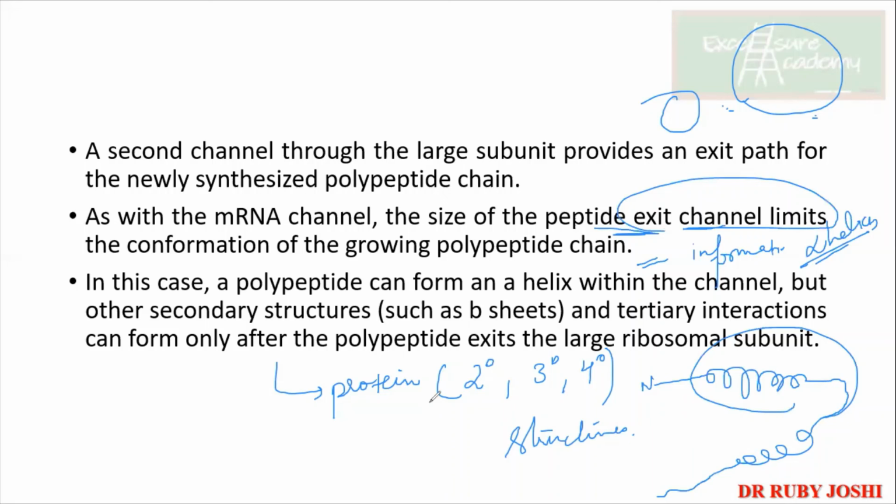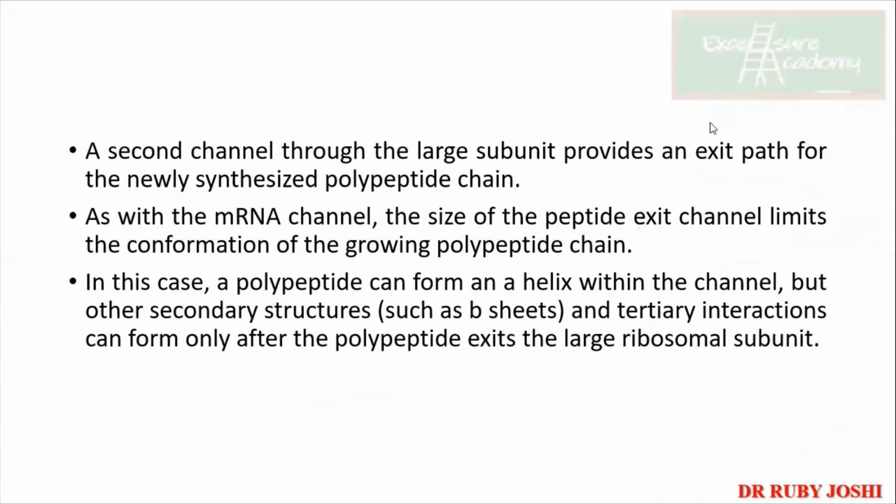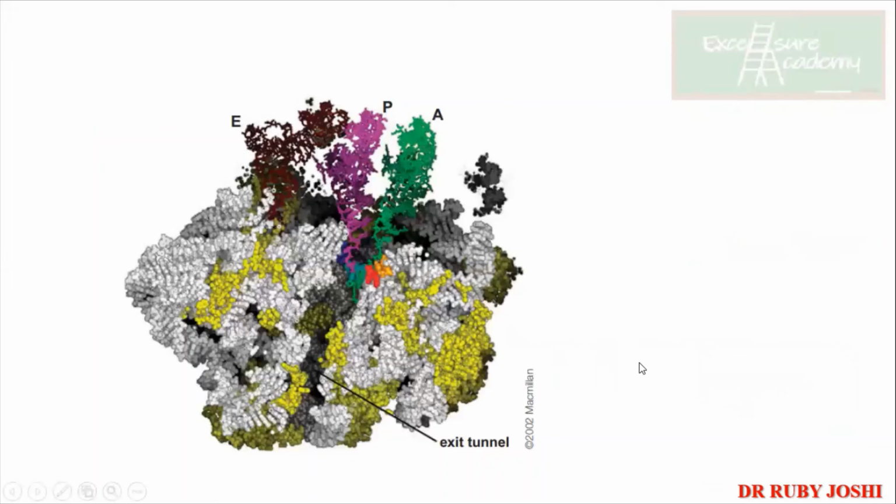ठीक है, whereas the other secondary structures like beta sheets हो गया, tertiary structures हो गए, ये सब आपका बाद में हो सकता है once it is released into the cytoplasm. Guys, is it clear? This slide is clear? Yes, so look at it over here.